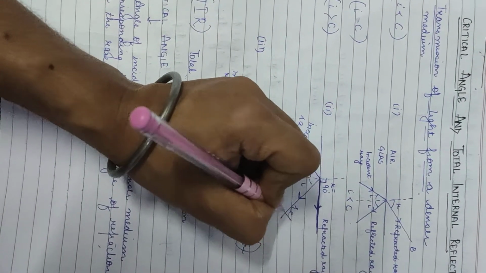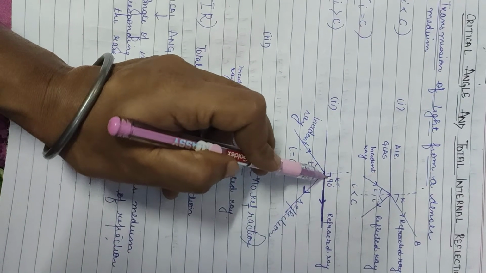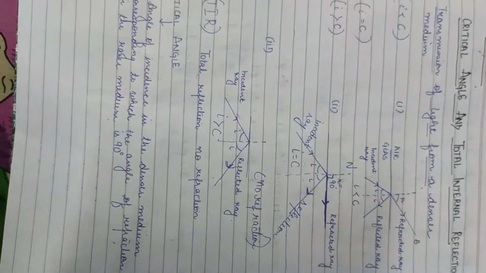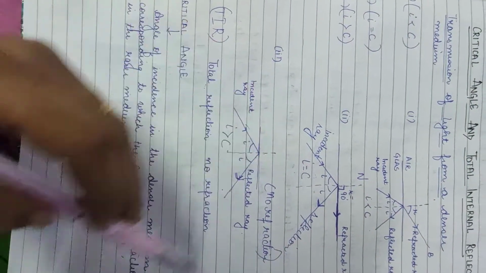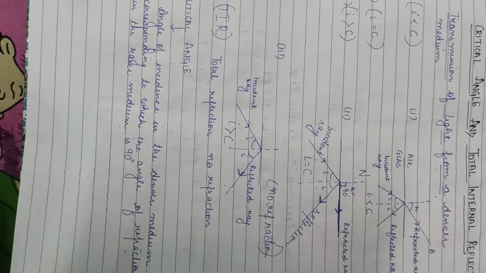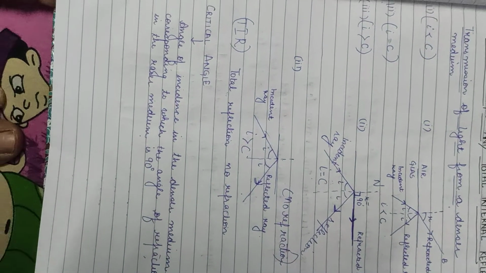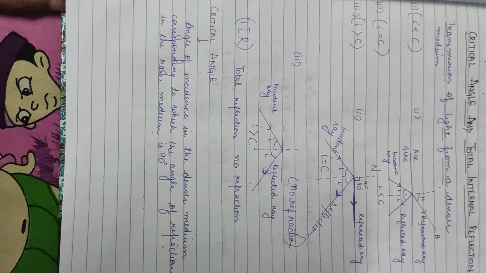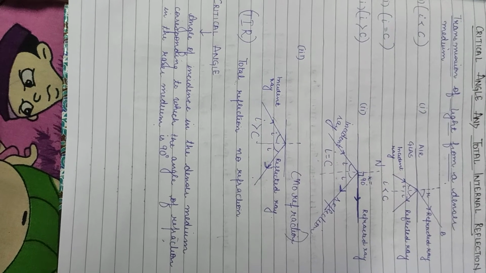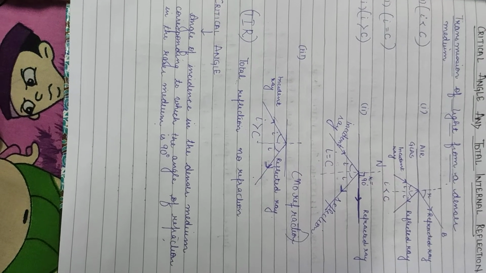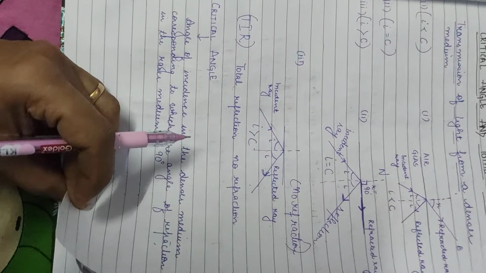Reflection occurs, but the refracted ray makes a 90-degree angle with the normal. Now when you increase this angle I such that angle I is greater than angle C, then there is no refraction, only reflection occurs, and this is actually your total internal reflection. So the angle of incidence in the denser medium corresponding to which the angle of refraction in the rarer medium is what? 90 degrees. So the angle is equal to 90 degrees.